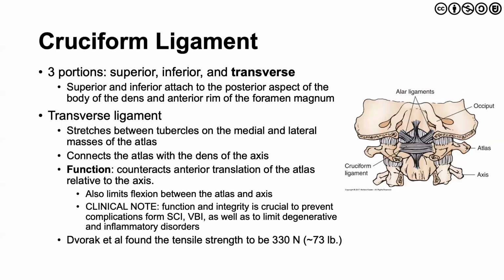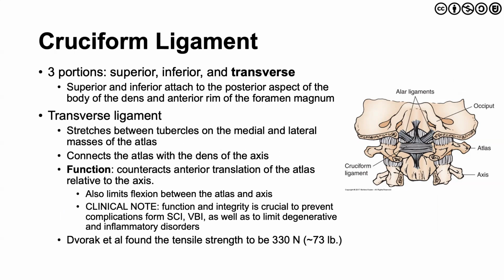I mentioned a moment ago the cruciform ligament. There really are 3 portions, the transverse being the one that kind of gets the most attention, but there is also a superior and inferior portion. The transverse ligament stretches between the tubercles on the medial and lateral masses of the atlas and really connects the atlas with the dens of the axis. Its function is to counteract anterior translation of the atlas relative to the axis. And so as such, it prevents the dens from impinging, if you will, upon the central canal and the spinal cord.